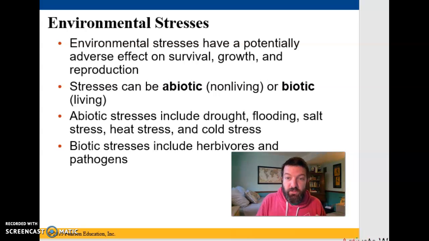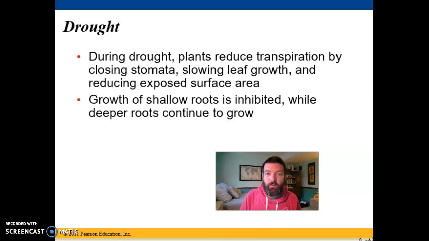Plants also respond to stresses. They could be abiotic or non-living stresses, things like salinity or drought or heat stress or cold stress, or they could be biotic stresses like herbivores or pathogens. In drought, a lot of plants will avoid water loss by reducing transpiration, by closing up stomata or slowing leaf growth, because having big fat leaves means a lot of surface area for sun to hit. They may stimulate the growth of deeper roots so they can find water lower in the soil and inhibit the growth of shallower roots that have not been successful at finding water.